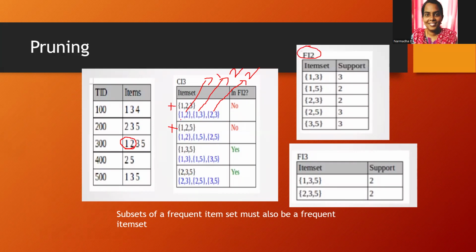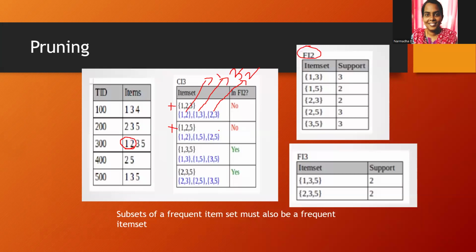Here we see that 1, 2 is not available; the support count for 1, 2 is just 1, so it is infrequent. For 1, 3, no problem, the support is 3, and for 2, 3 the support is 2, so these are no problem. Now coming to 1, 2, 5, generate the subsets: 1, 2, 1, 5, and 2, 5. We see that 1, 2 is infrequent. Similarly for 1, 3, 5, the subsets are 1, 3, 1, 5, and 3, 5, and all these subsets are frequent.